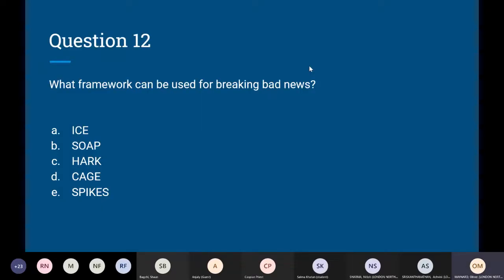So question 12, what framework can be used for breaking bad news? Is it A, the ICE framework, B, the SOAP, C, HARK, D, CAGE, or E, SPIKES? So yeah, quite an easy one here. I think most people know it's SPIKES. Most of us have heard of it before and used it before.